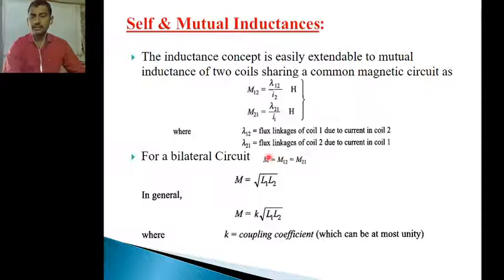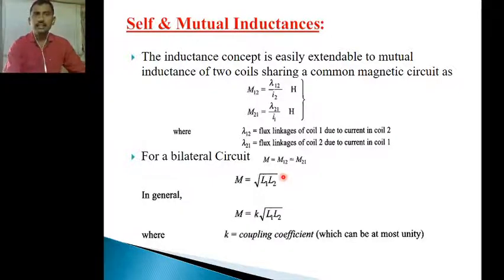So the M value can be represented as root of L1 into L2, and in general M can be represented as K into root of L1 L2, where K is called the coupling factor, L1 is the self-inductance of the first coil, and L2 is the self-inductance of the second coil. Normally the K value lies nearly equal to 1. In most cases the value will be unity.